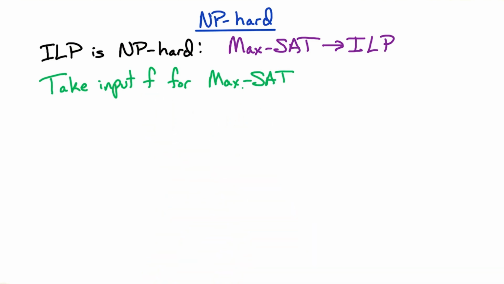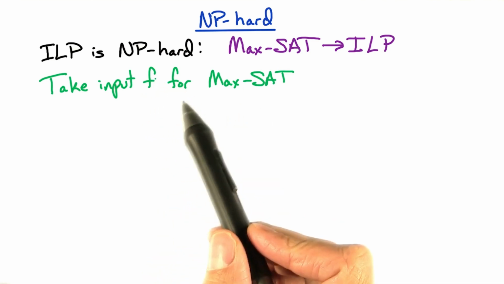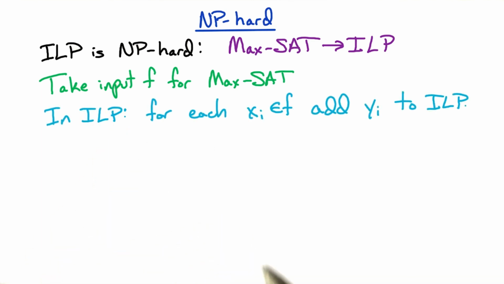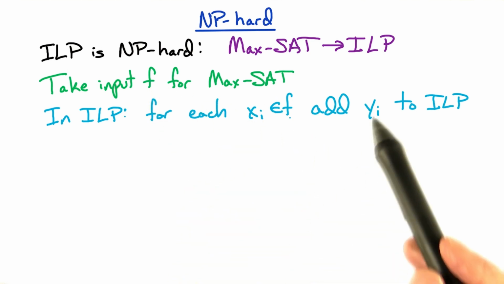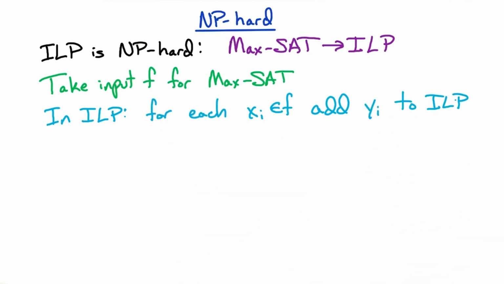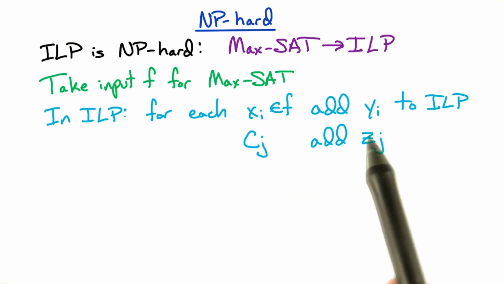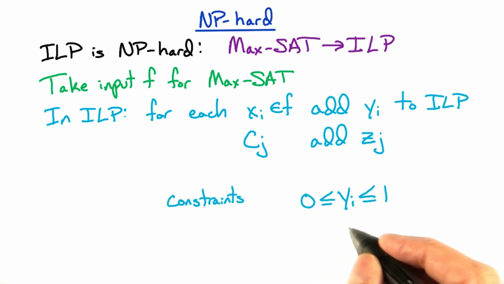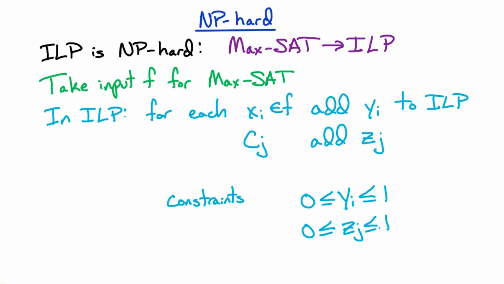Consider an input f for the maxsat problem, and say that f has n variables and m constraints. In the integer linear program that we create, what are the variables going to be? Well, for each variable in the formula f, we're going to add a variable yi to the integer linear program that we create. And for each clause cj, we're going to add a variable zj. So our integer linear program is going to have n plus m variables. And we're going to add the constraints that the yi's are between 0 and 1, and also each zj is between 0 and 1. And since these variables are constrained to be integer valued, they'll either receive value 1 or 0. It can't receive any fractional value.